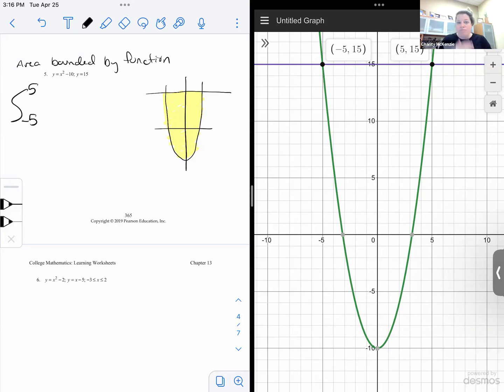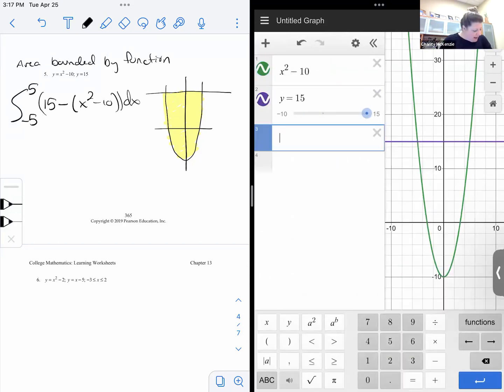We can see that because they're bounded by those two numbers on our x values. Now the y value doesn't matter. We're talking x values on our integral from -5 to 5. And then what function is on top is our 15 function, right? Y. And then we're going to minus off, use a parenthesis when you minus a function, and this whole thing dx. So we can type that in and get our answer.